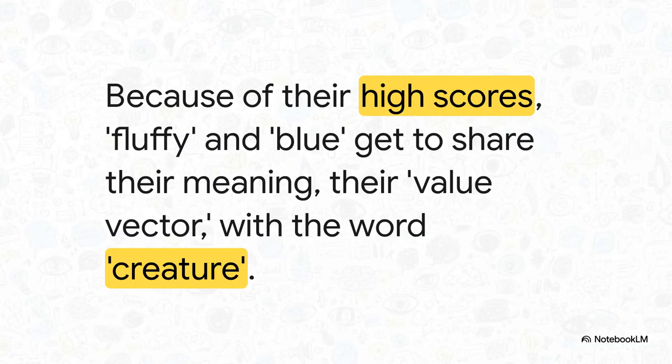And that brings us to the final and most important step, value. Because fluffy and blue got those top relevance scores, they get to share their meaning. See, every word also has what's called a value vector. That's the actual stuff, the semantic information it carries. In this case, they get to pass the very essence of fluffiness and blueness over to the word creature.